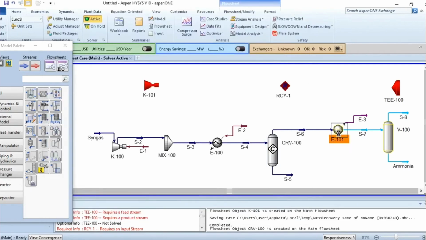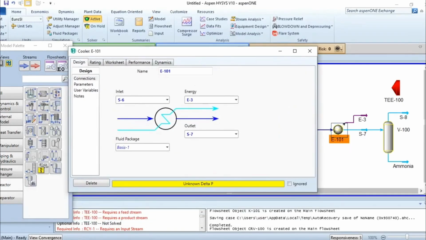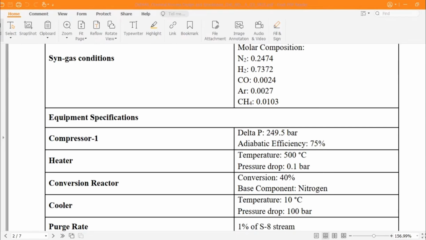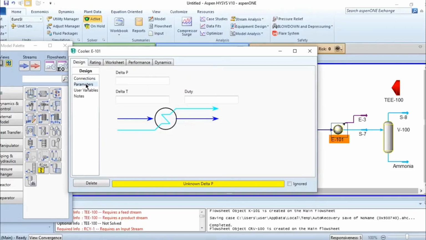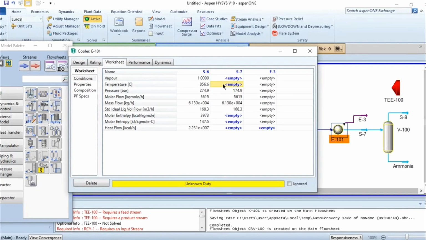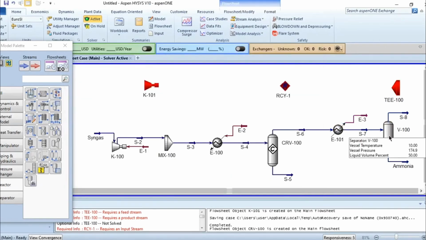So now you will go to this cooler. And what are the specifications of the cooler? Outlet temperature is 10 degrees centigrade and pressure drop is 100 bar. As you can see, not only the cooler but the separator is also solved, because the degree of freedom of the separator is 0, just like the mixer.